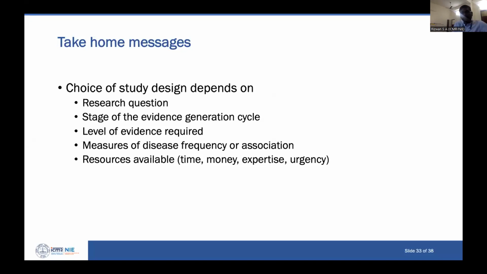Do you want a measure of disease frequency or do you want association? So if you want simply disease frequency, you go for cross-sectional studies. If you want association, you go for cohort or case control studies. And it also depends upon the resources available: time, money, expertise, and urgency. How quickly you want the results, how much time and money you have, and certain study designs like case control require a certain level of epidemiological expertise to understand the variables that you have to collect. So it also depends on that.